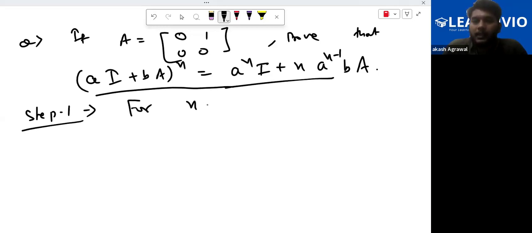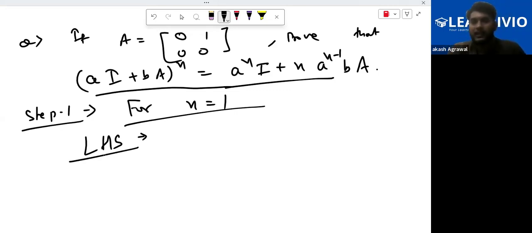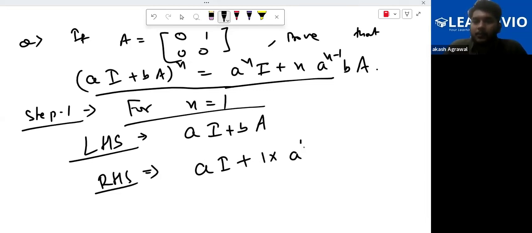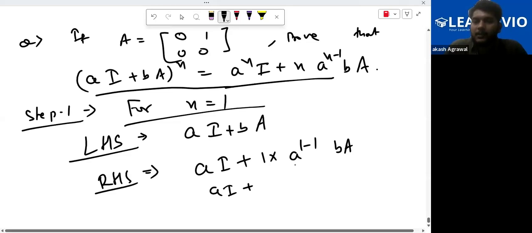So for n equals to 1, let's find LHS. You have to find LHS, then you have to find RHS, see if they are equal. So for n equals to 1, on the LHS side, we'll put n equals to 1. So what we'll have, aI plus bA, very simple. And on the RHS, what we have, a to the power 1 I plus 1 times a to the power 1 minus 1, and bA. So it is aI plus, this is 0, and a to the power 0 is 1. So bA again. So LHS is equals to RHS. Yes, everyone, this is simple.